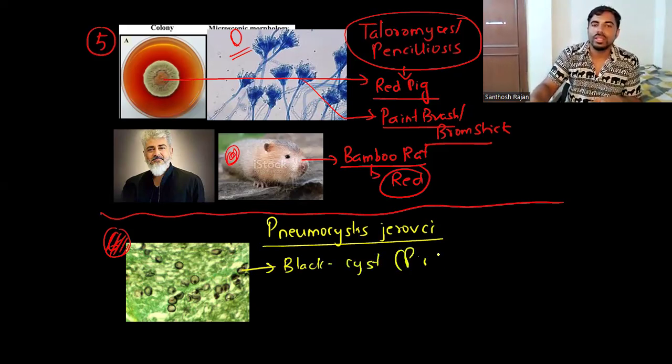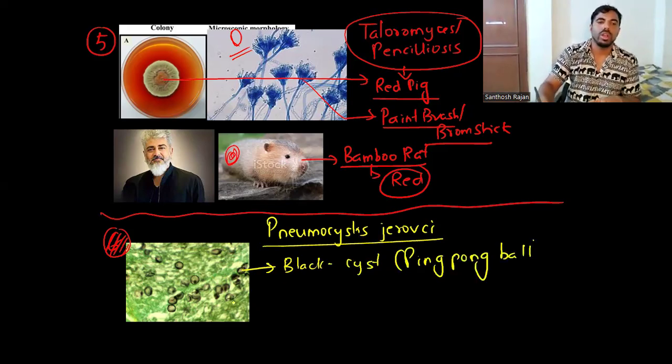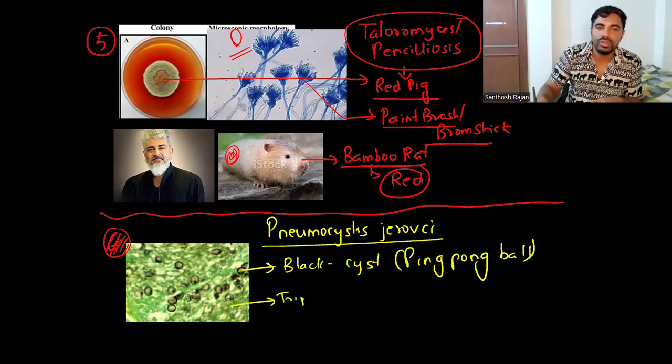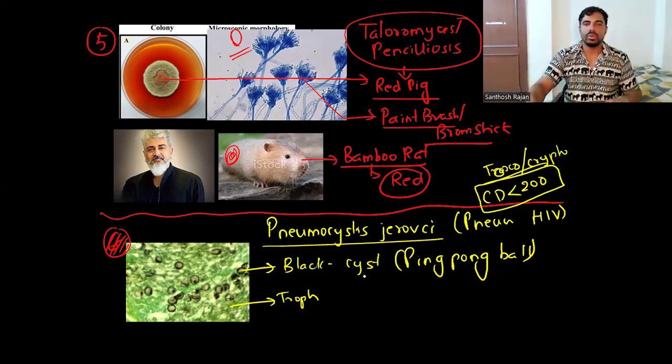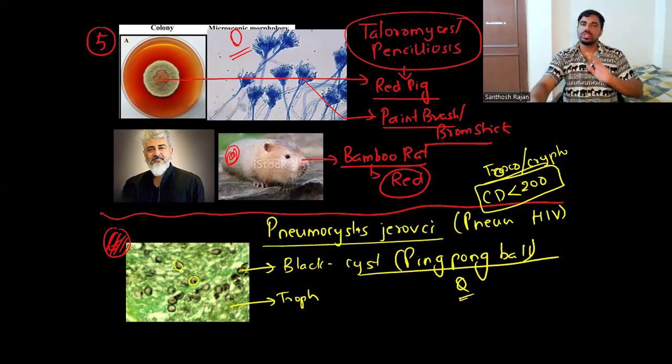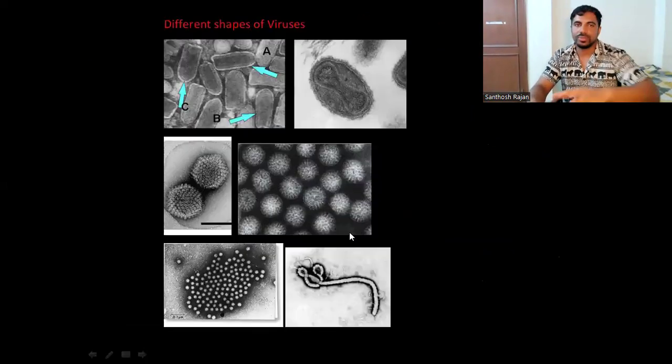And how does it look like? Ping pong ball. Very simple, ping pong ball. And this green color, they are the trophozoites, not that important. And you know that they cause pneumonia. Pneumonia in which patient? HIV patient, when your CD4 count goes less than 200. Like along with toxoplasma and cryptococcus, they all affect when the CD4 count goes less than 100. We already discussed that. The only thing is ping pong ball. You have to remember this black color ping pong ball you're seeing here. All these things are Pneumocystis jirovecii, Pneumocystis carinii. Okay, that's it.